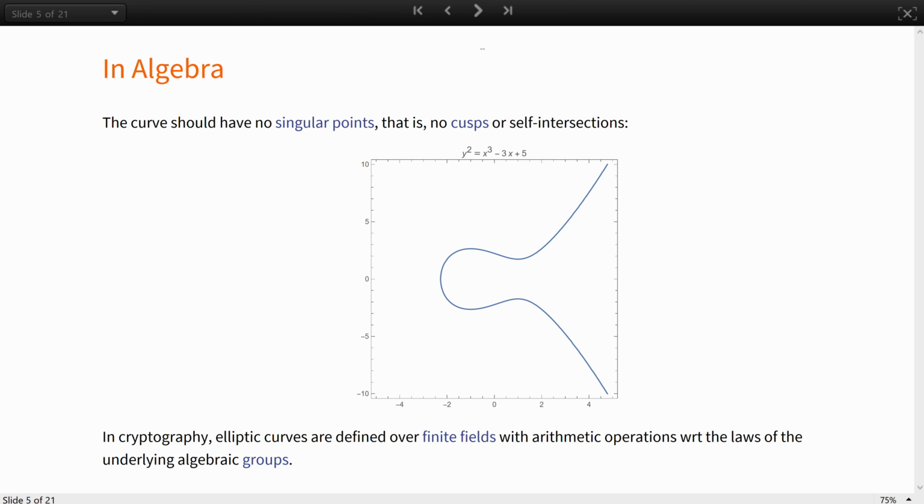Here is an example of an elliptic curve plotted over real numbers. Depending on the values of the coefficients a and b, elliptic curves may assume different shapes on the plane, symmetric about the x-axis. This curve in particular has coefficient a equal to -3 and b equal to 5. The curve should have no singular points, that is, no cusps or self-intersections. In cryptography, elliptic curves are defined over specific discrete sets of integers, called finite fields, which allow introduction of arithmetic operations according to the laws of underlying algebraic groups.